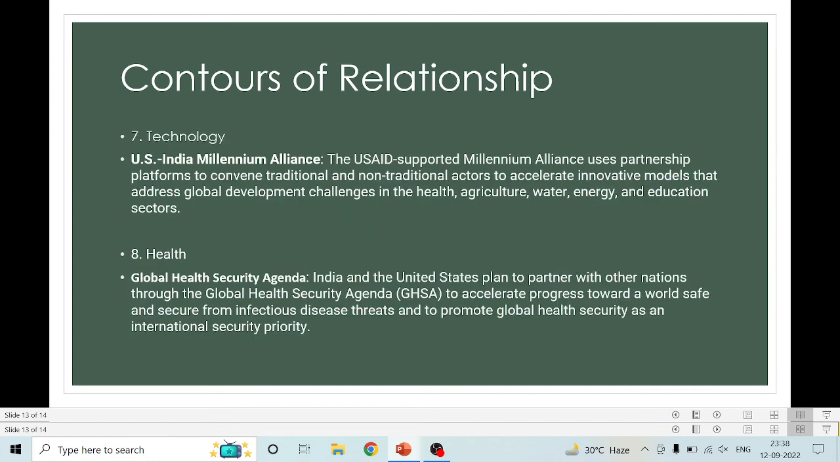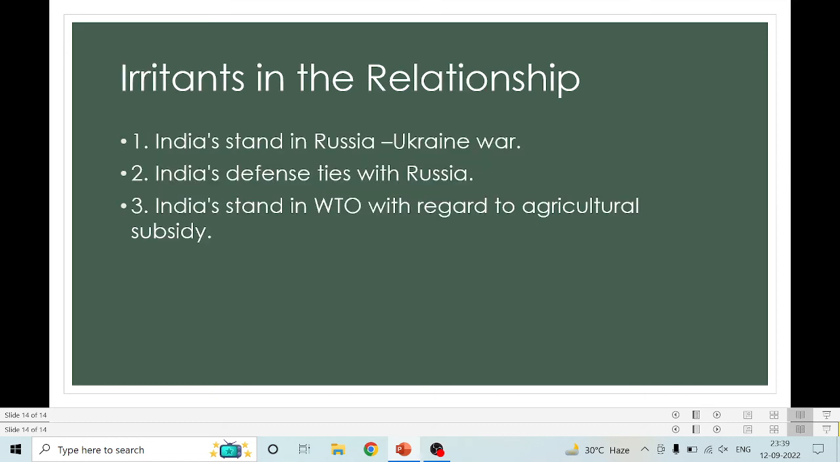Then technology we see. The US-India Millennium Alliance, which will try to accelerate innovative models to address global development challenges, has been accelerated to address problems arising in health, agriculture, water, energy, and education. Health is also one of the areas where convergence can be observed. Global health security agenda, where India and the US have planned to partner with other nations to accelerate progress toward a world safe and secure from infectious diseases, especially in the wake of the COVID-19 pandemic.